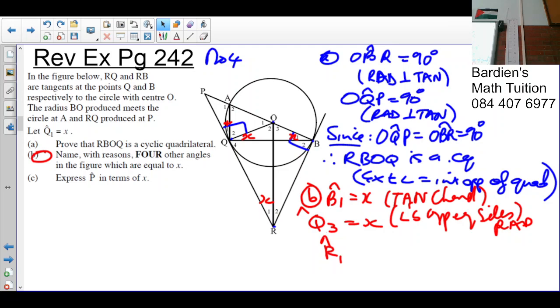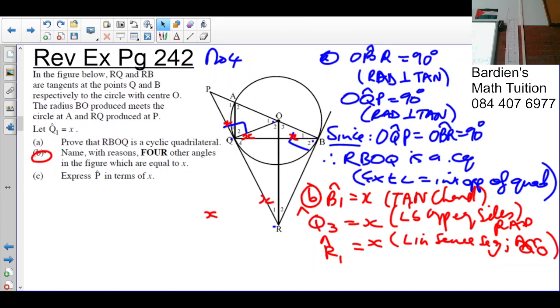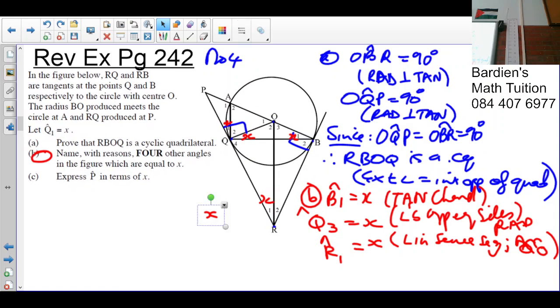R1 is equal to x. Angles in the same segment, not so? And it's coming from arc QO. If you don't want to write that, you don't have to. There's no marks involved. Then R2 is x. Why is R2 x? Angles in the same segment, and it's coming from arc OB. Can you see that?